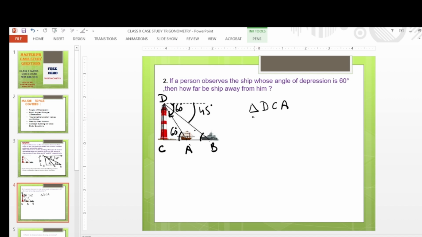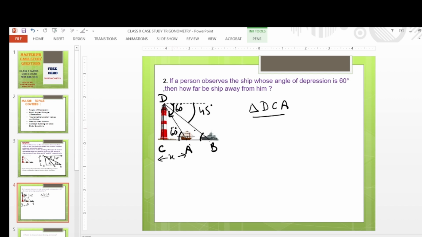So consider triangle DCA. In this, what we need to find? How far the ship is away from him when he's looking at A? Let it be X. So you must write, let ship A be X meter away from the building, or from the observer. He's on the building only. So let it be X. Is that okay? Now we have to consider triangle DCA only, because they are asking us this X distance, how much distance is away.